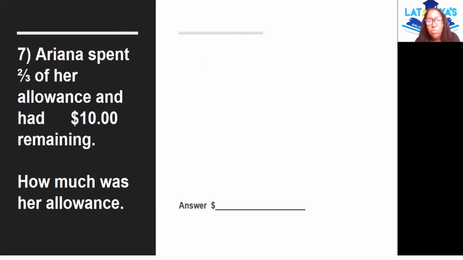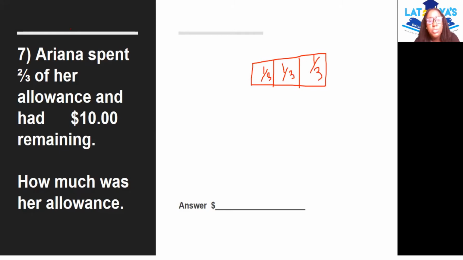Now, I can draw a diagram or a model to represent this information. Sometimes when you have word problems, drawing a sketch of what they're asking you can make it very easy for you to interpret the question. So I'm drawing a model here because the question told me that 2/3 of her allowance, 2/3 simply means 2 out of 3. It's a fraction. So I separated my model into 3 parts.